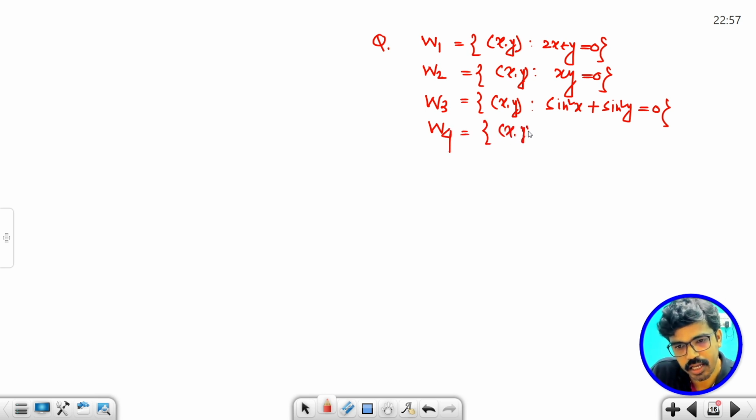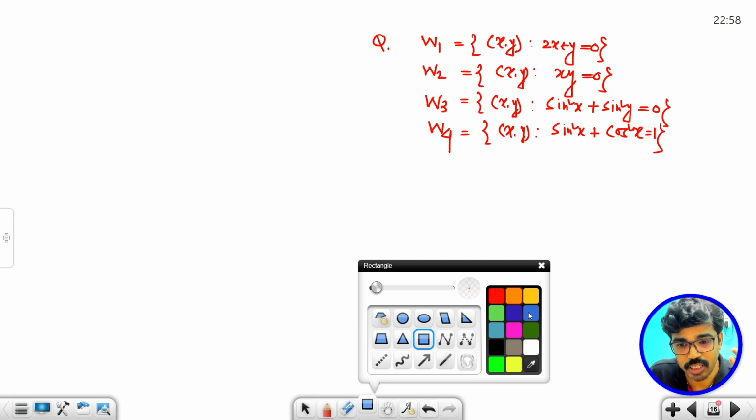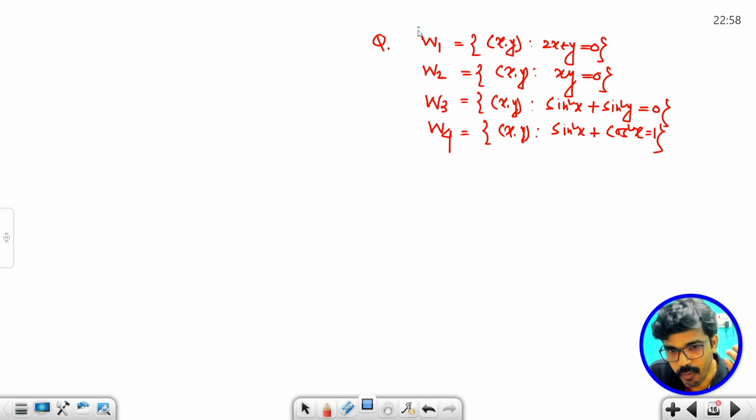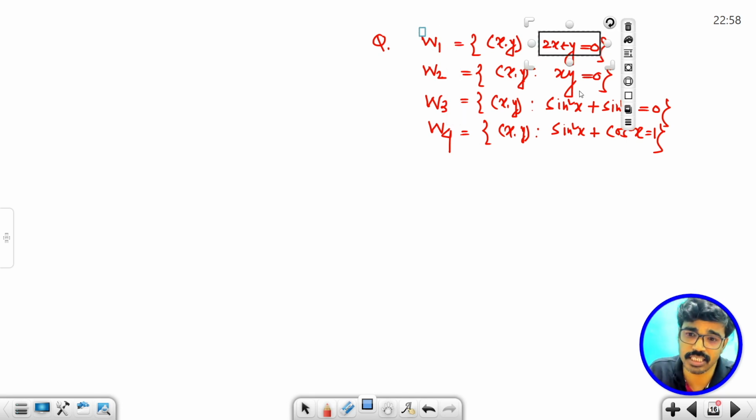And suppose W4 is equal to {(x, y) such that sin²x plus cos²x is equal to 1}. Which of the following is a subspace? একদম ইজি, আমি একটু আগে বললাম যদি a straight line passes through the origin, that is a subspace. So this obviously, see, this is a subspace, right? This is a straight line passing through the origin, that is a subspace.